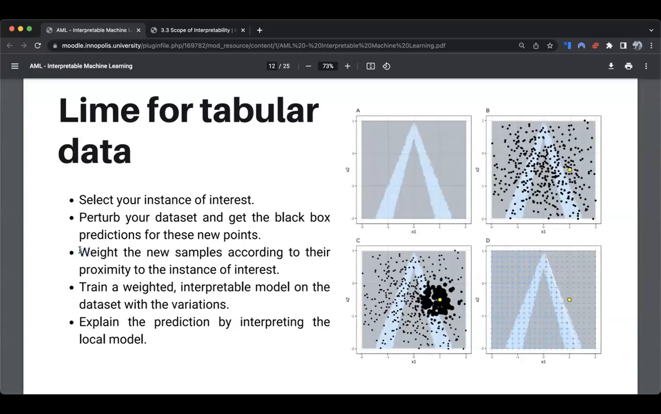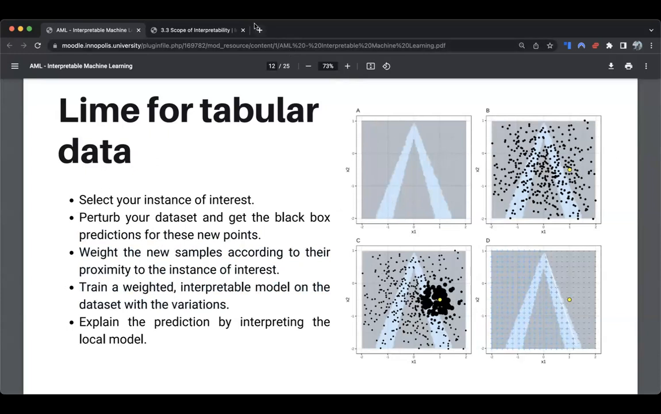The third step would be to weight these new samples according to the proximity to the instance of interest. If you can see in here, the black points which are super close to our instance of interest are much bigger, and the ones that are very far away are much smaller. Then, train a weighted interpretable model on the data set with variations.